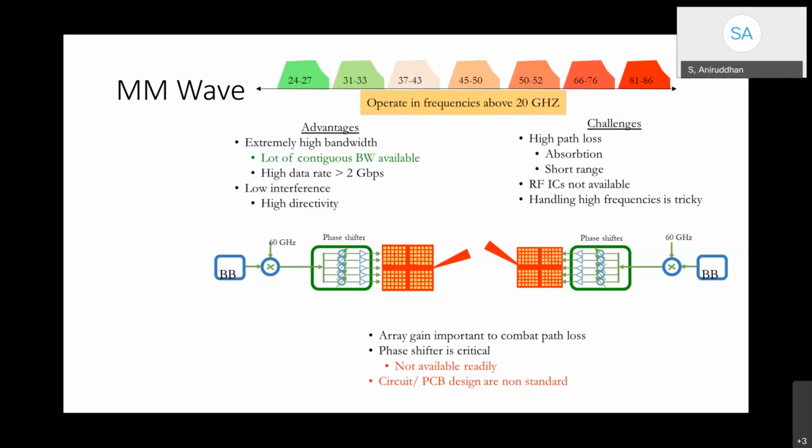Now, there are several challenges, but primarily path loss is one big challenge, but also components are very hard to come by. They're also very expensive. And building a millimeter wave radio is not easy at all. There is a critical block here that is used for beamforming that is called a phase shifter. Millimeter wave phase shifters are extremely hard to come by. They are definitely not available readily.